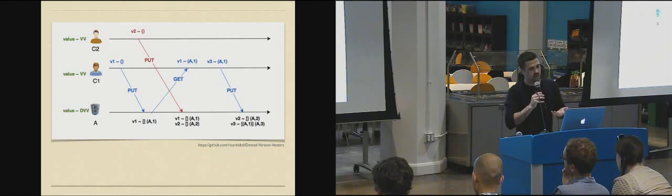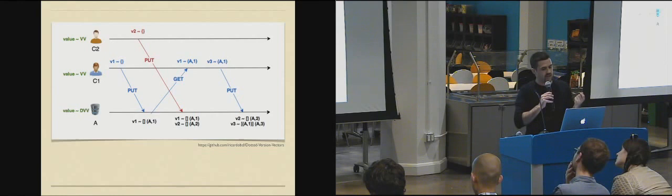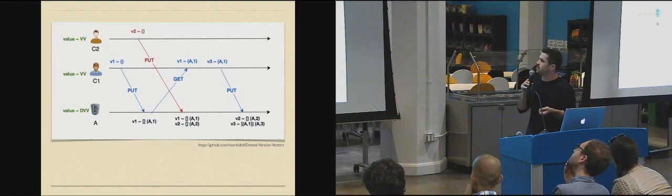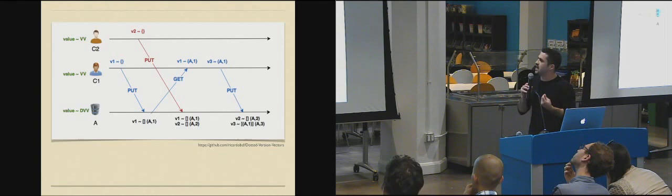So now when we get the conflicting one, which is less than the dot, we say, okay, we're not going to throw it away. We are going to keep a sibling, and we'll give it a new dot. So now instead of having two siblings and just one version vector with A2, we have two siblings with two dotted version vectors, each of which has a unique dot and the empty version vector.